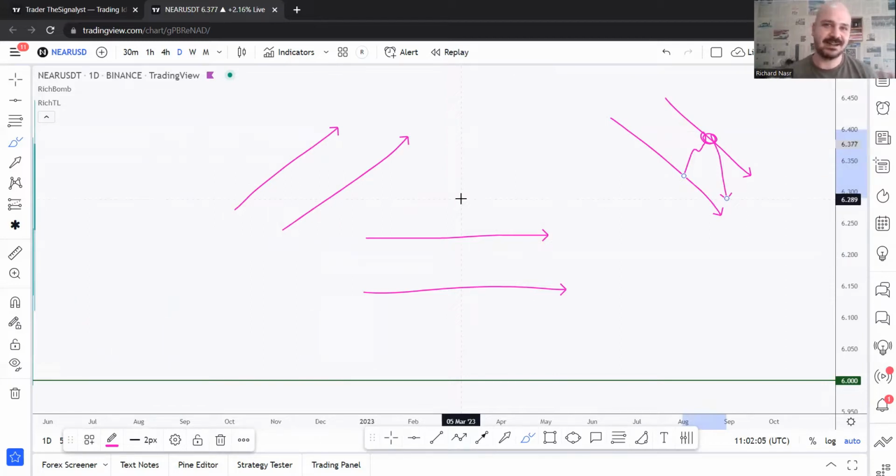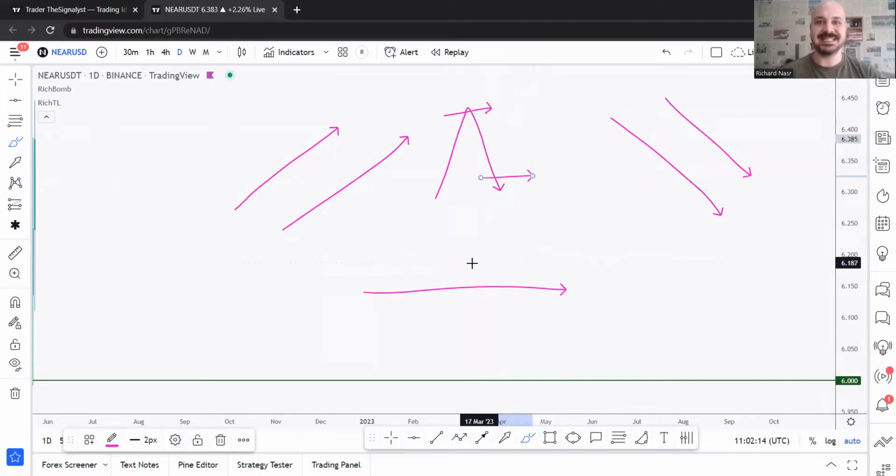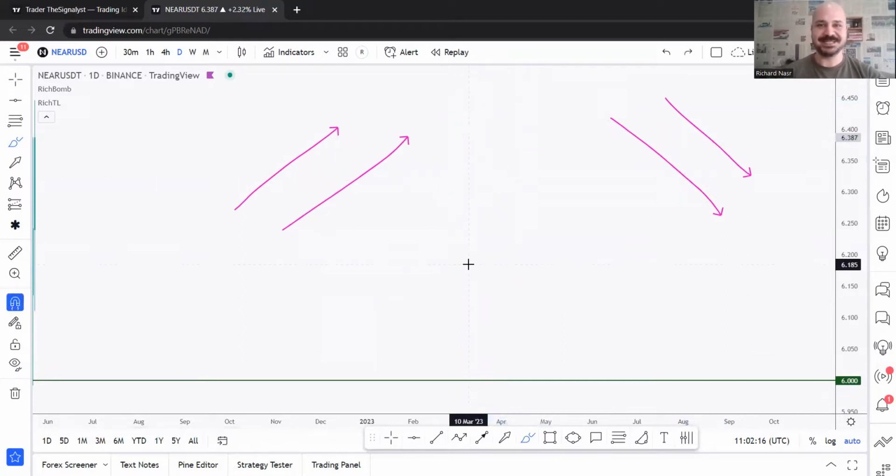Unfortunately, traders do the exact opposite. When it's going upward, they buy. When it's going downward, they sell. So they enter a buy here, they panic here, and they sell. It's vice versa, okay? Let me add this one again.